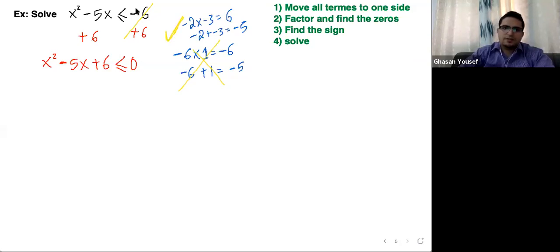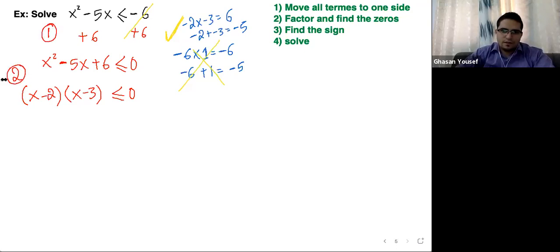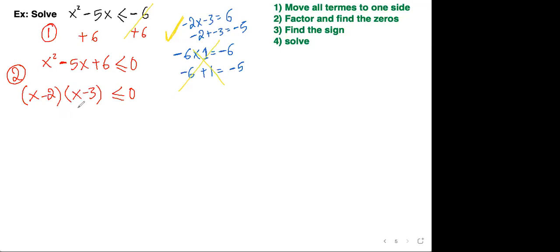So this is the factorization for this quadratic: x minus 2 times x minus 3 less than or equal to 0. So this is the second step. What is the third step? How can I find the zeros? What are the zeros for this equation? You just, if I put, yes, go ahead.